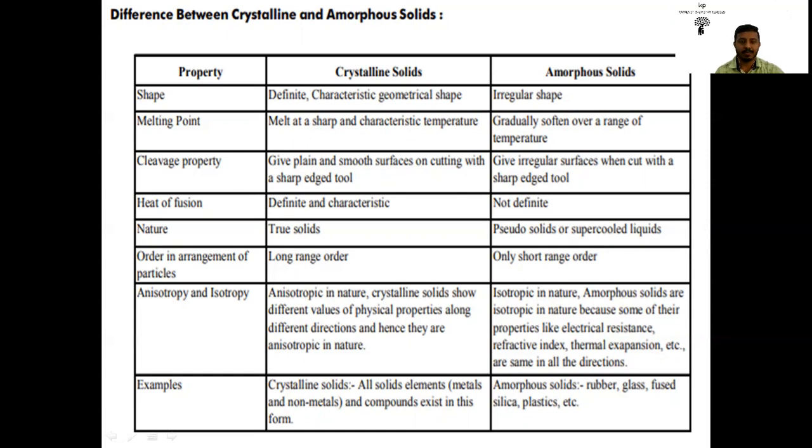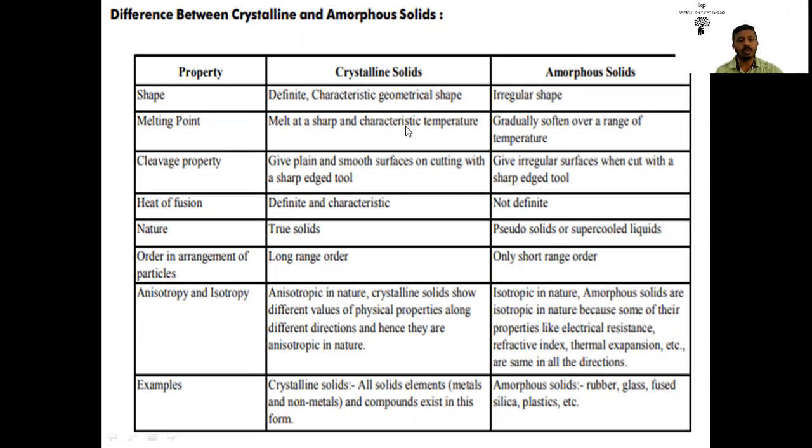Nature. As we know, based on the above properties, crystalline solids are considered true solids. But amorphous solids are considered pseudo solids, or sometimes they are also called supercooled liquids. Order in arrangement of particles: crystalline solids have both short range order as well as long range order of arrangement. And amorphous solids have only short range ordered arrangement.